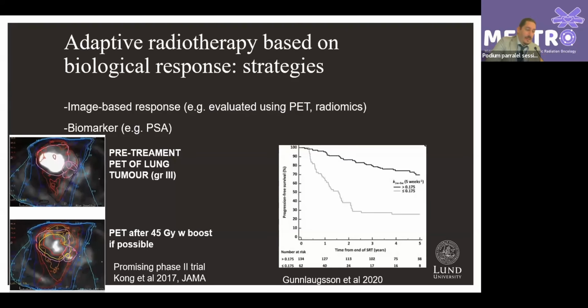Adaptive radiotherapy has a couple of examples. One is image-based response, and this is a case from Kong et al., published a few years ago. This is just one of the examples. They take a PET during treatment, and I think that's also a really interesting method. It's quite demanding, obviously, to do multiple PETs.